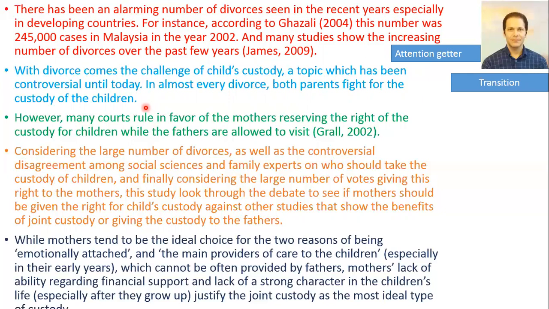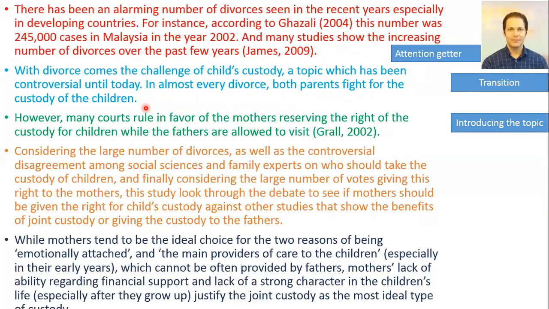How about the third part? However, many courts rule in favor of the mothers reserving the right of the custody for children while the fathers are allowed to visit, Grawl 2002. Yeah, this is introducing the topic. And the next part.